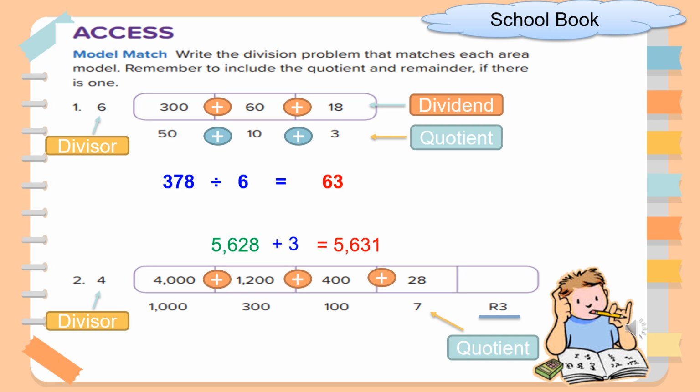So 5631 divided by 4 equals, we have here a quotient, we need to collect it. The quotient equals 1407 and the remainder is 3.